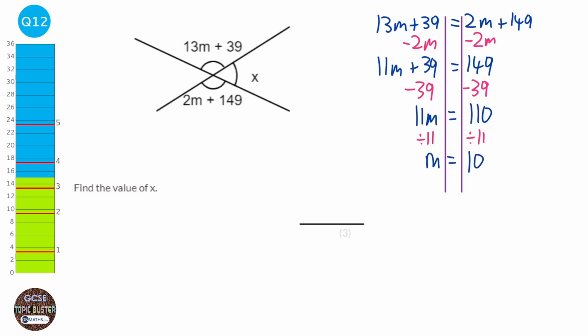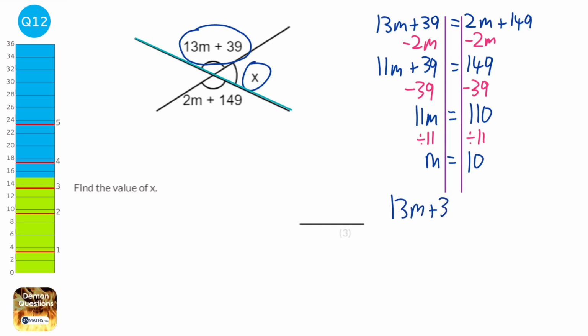So if m equals 10, we can then work out x, and the way we can do that is the fact that this one and this one are both on a straight line, so they are both on this straight line here. So we know that they've got to add up to 180. So let's write that down. 13m plus 39 plus x is equal to 180 degrees, or I don't normally put that in for the working out, I always put that in for the answer.